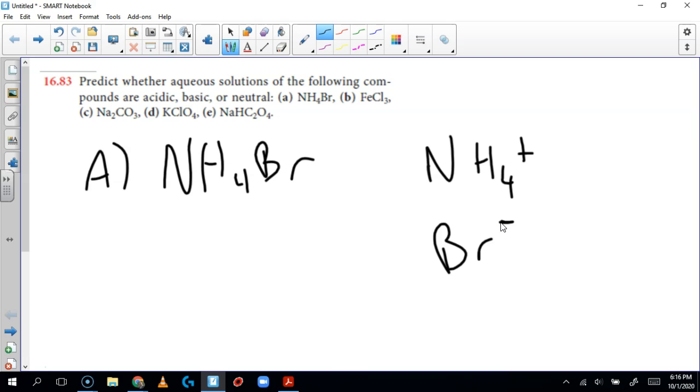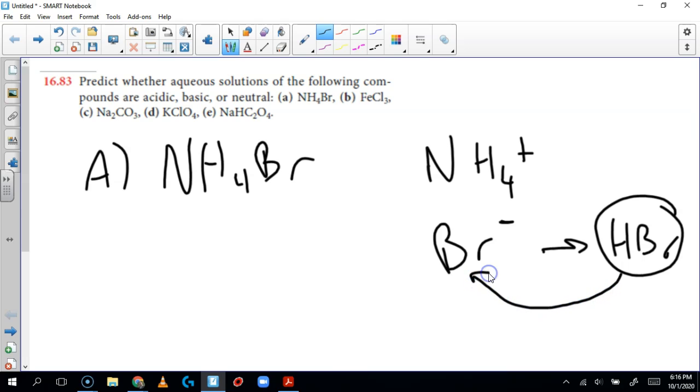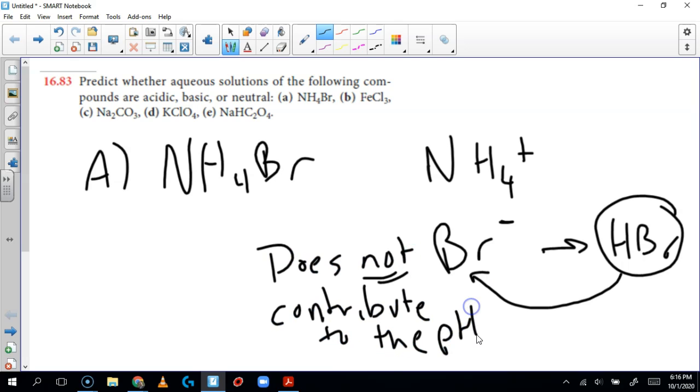So bromide, when it reacts with water, is going to form HBr. HBr is strong. Because this is a strong acid, it's only going to have Br minus ions in the solution, so this does not contribute to the pH. Br minus, because it's the conjugate of something strong, will stay an ion in solution, and therefore it will not contribute to the pH.